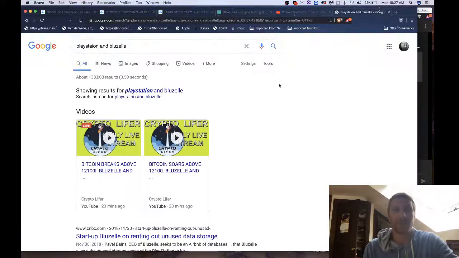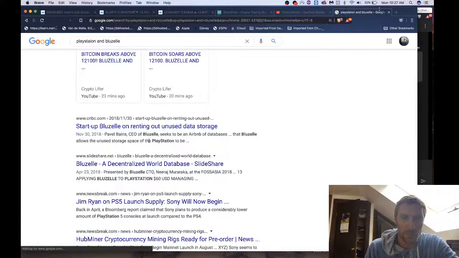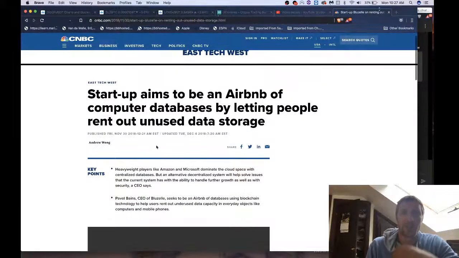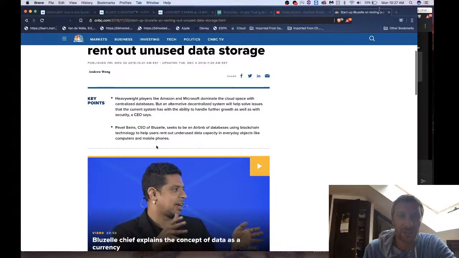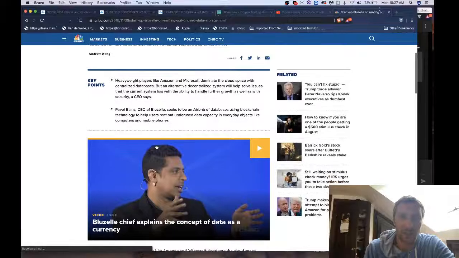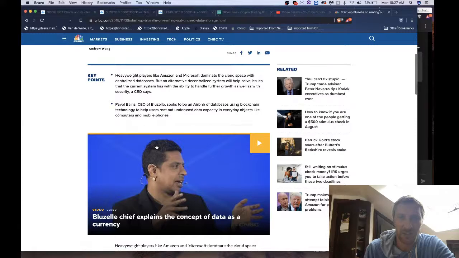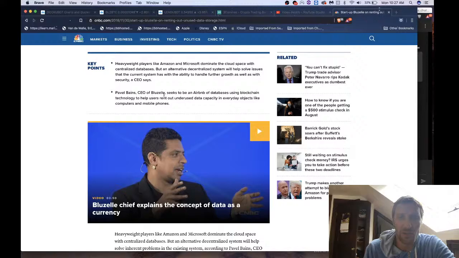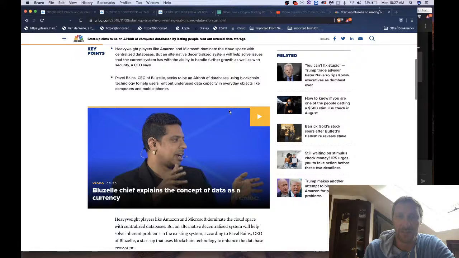Let's see if we can scour the internet. They're renting out unused data storage. See, here is PlayStation, applying Bluzelle to PlayStation. See this? Startup aims to be the Airbnb of computer databases by letting people rent out unused data storage. Heavyweight players like Amazon and Microsoft dominate the cloud space with centralized databases, but alternative decentralized systems will solve issues that the current system doesn't have the ability to handle. Paul Bain, CEO of Bluzelle, seeks to be the Airbnb of database using blockchain.